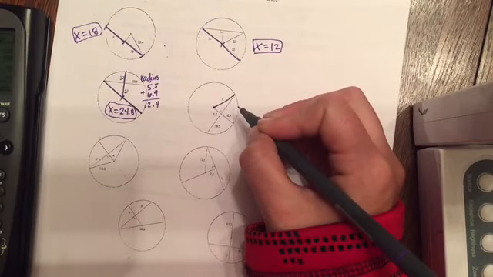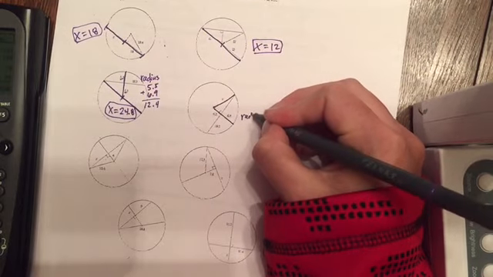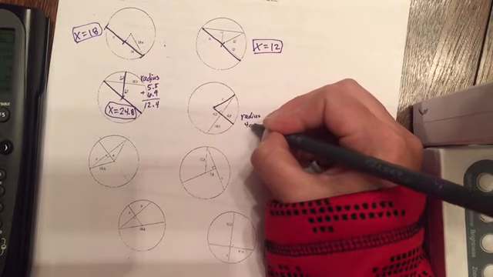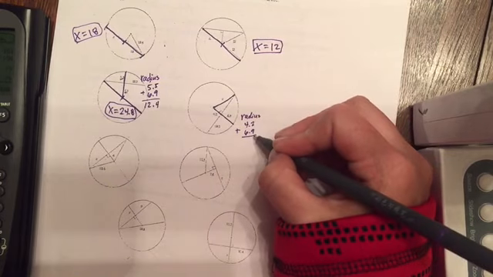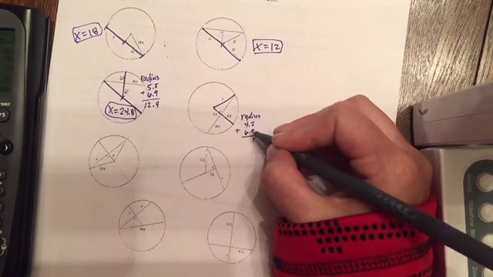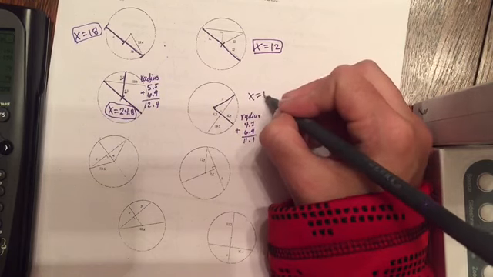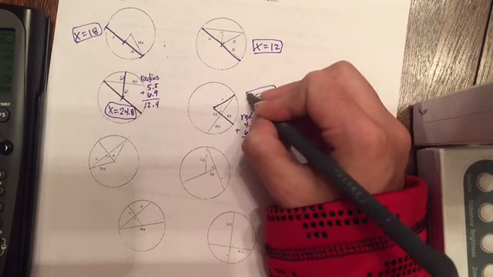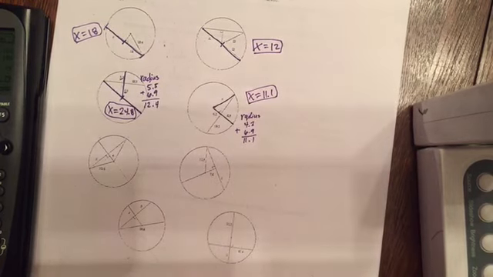I have a radius. There's a radius right here. It's 4.2 and 6.9, so if I add those together, I get that x is 11.1, because that's the radius. If it had been the full distance across, I would have doubled it.